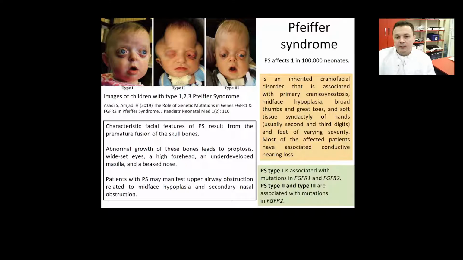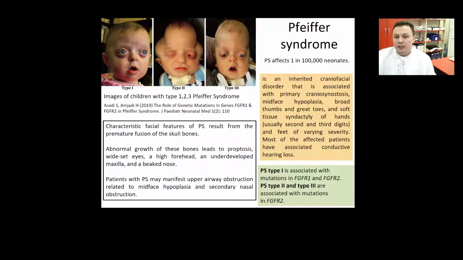Pfeiffer syndrome is an inherited craniofacial syndrome that is associated with primary cranial synostosis, midface hypoplasia, broad thumbs and great toes, and soft tissue syndactyly of the hands, usually second and third digits, and feet of varying severity. Most of the affected patients have associated conductive hearing loss.